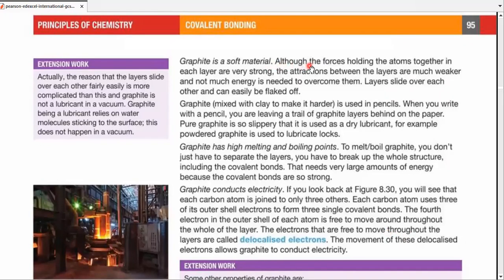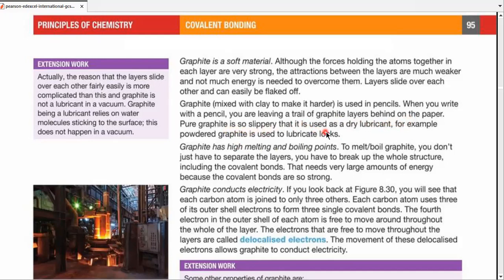Graphite is a soft material. Although the forces holding the atoms together are very strong in each layer, the attraction between the layers is much weaker and not much energy is required. We can easily push the layers and they slide over one another, and can easily be flaked off. The same thing goes on with a pencil and it leaves a trail. We call it handwriting. Graphite is mixed with clay to make it harder to be used in pencils. When you write with a pencil, you are leaving a trail of graphite behind on the paper.